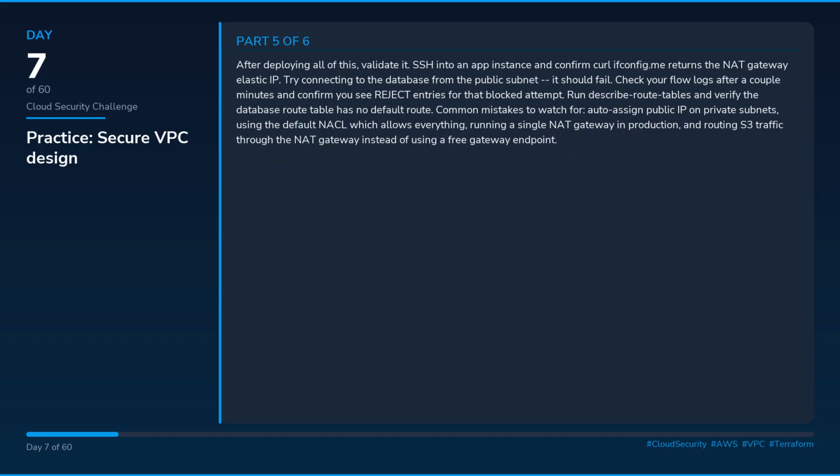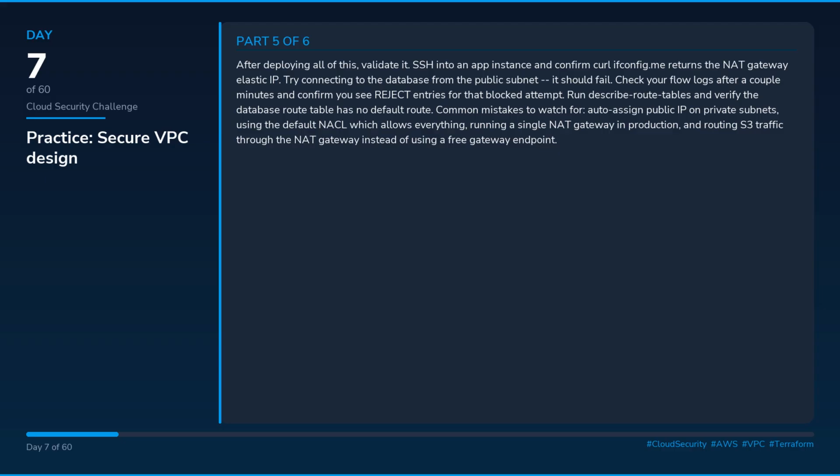After deploying all of this, validate it. SSH into an app instance and confirm curl ifconfig.me returns the NAT gateway elastic IP. Try connecting to the database from the public subnet, it should fail. Check your flow logs after a couple minutes and confirm you see reject entries for that blocked attempt. Run describe route tables and verify the database route table has no default route.